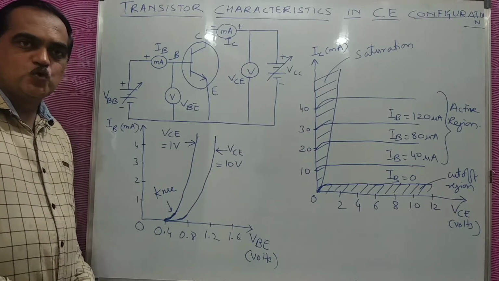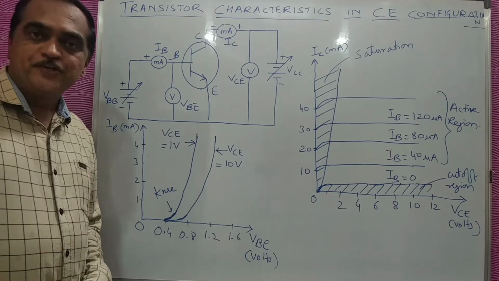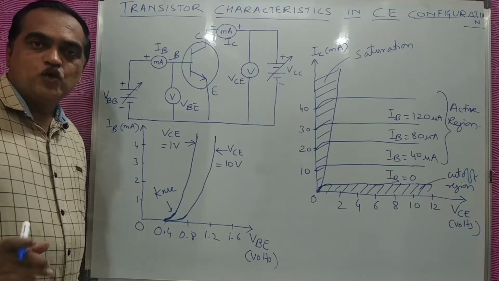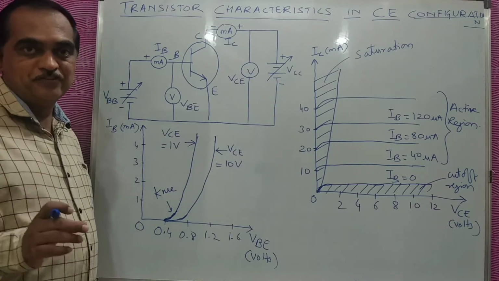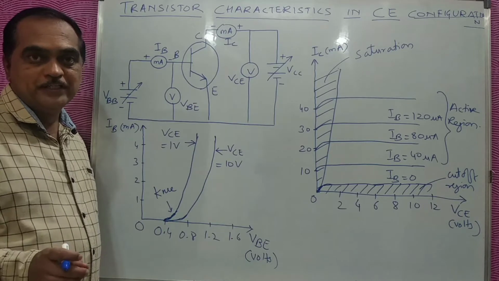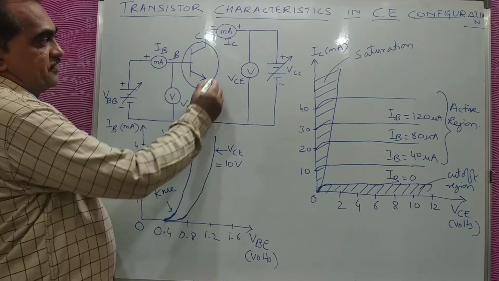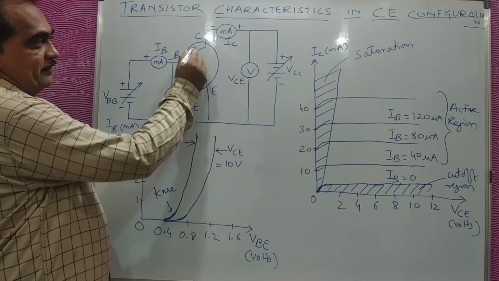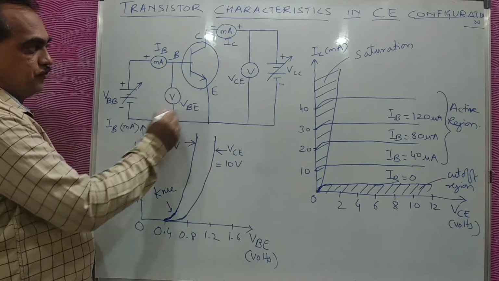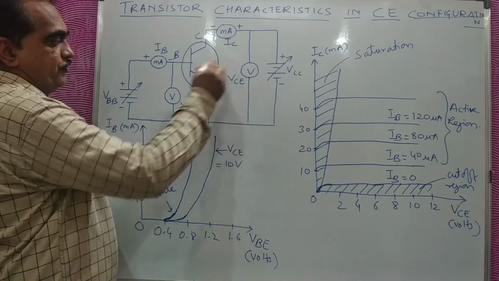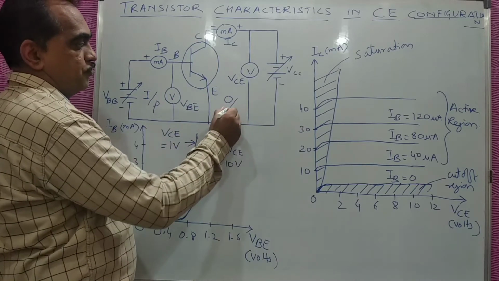Dear students, today we'll see transistor characteristics in common emitter configuration. Now when we say common emitter configuration, then the emitter terminal of the transistor will be made common for the input and output circuit. So here you can see this is the NPN transistor, this is the emitter, base, collector. Emitter is made common to both input circuit and output circuit. So this you can take as the input circuit, this you can take as the output circuit.